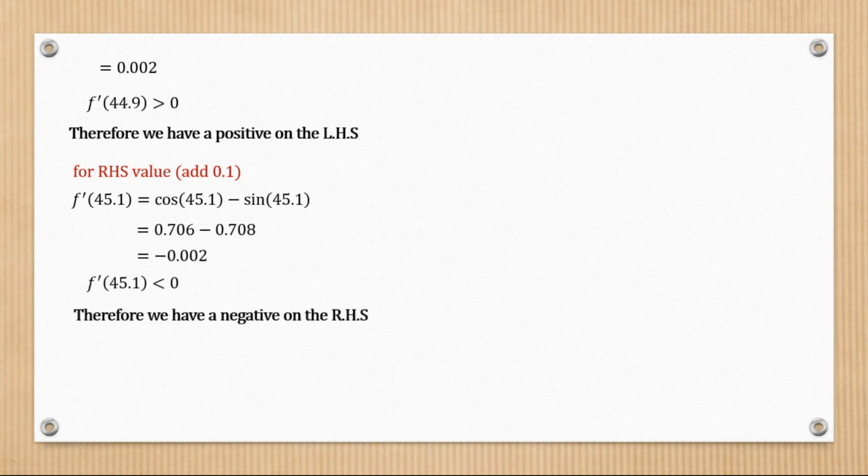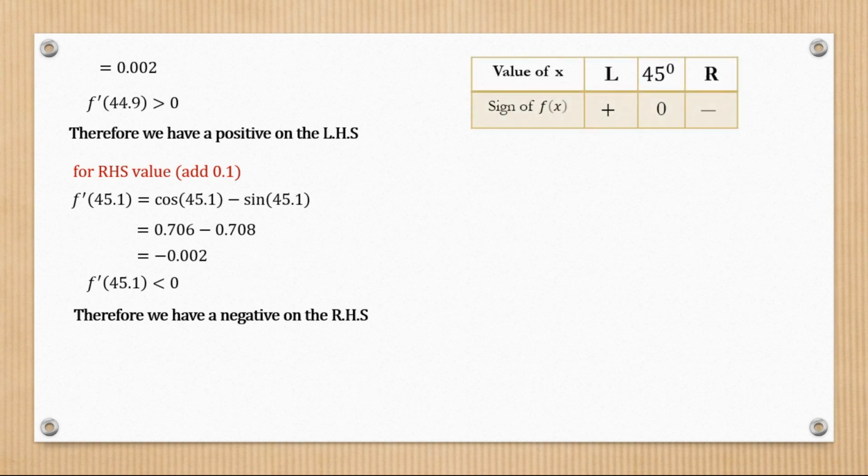So when I plug that in, I can see that therefore we have a negative on the right hand side. Now since the only value of x was 45 degrees, this was all that we had to do. So when I draw this on a table, I have a positive on the left hand side and a negative on the right hand side. So therefore this is how it will look. So this is actually a maximum point. So we have a maximum when x is 45 degrees.